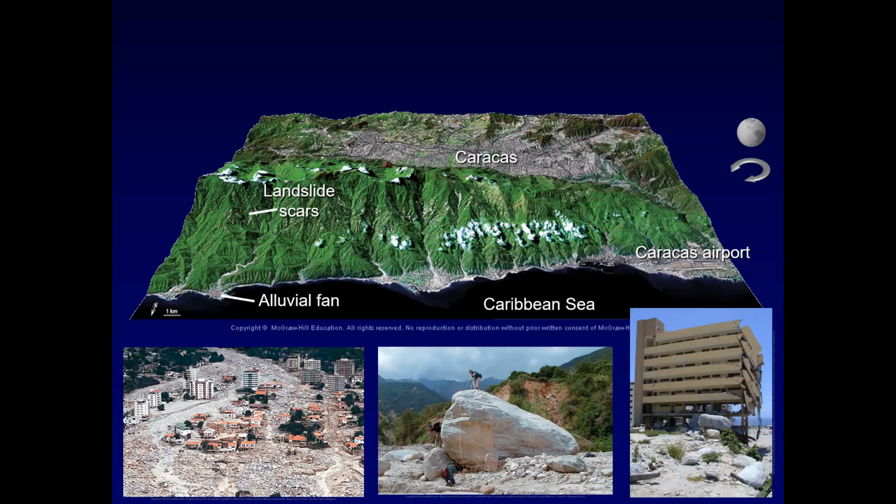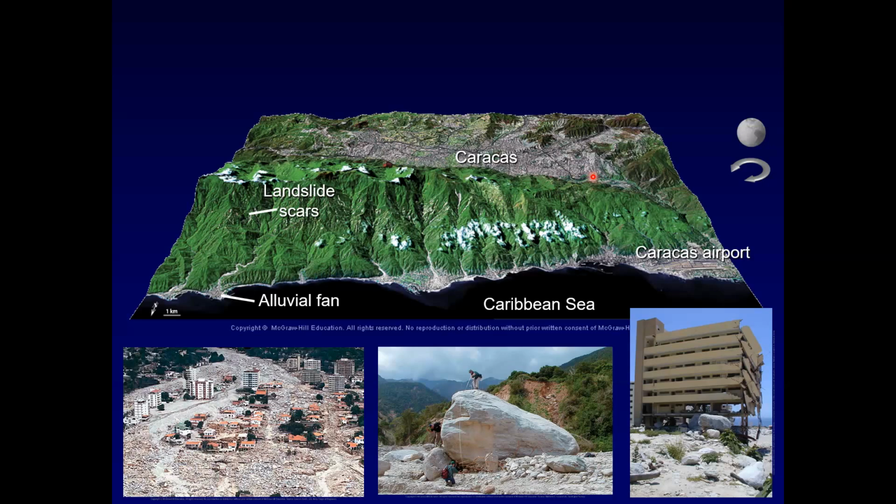Some observations we can make is the cities are built on flat areas. The flat areas are at the foot of some mountain valleys, and they're fan-shaped. Unfortunately, they're next to mountains and can be impacted by landslides, but they're built here because the other areas are too steep to build on.